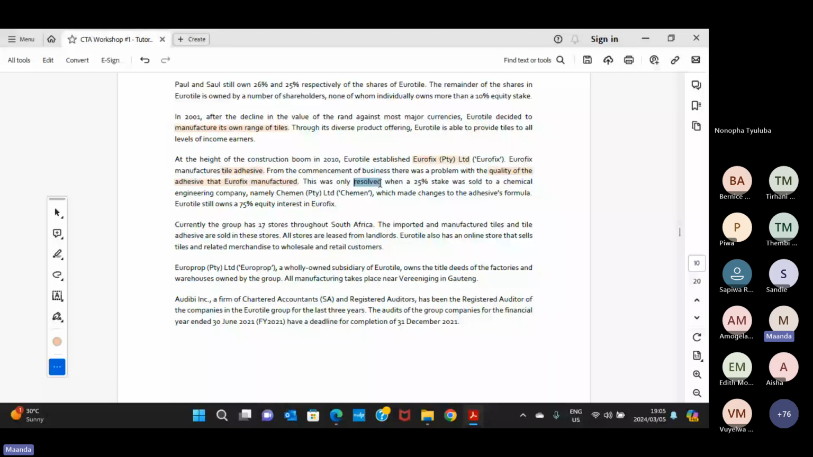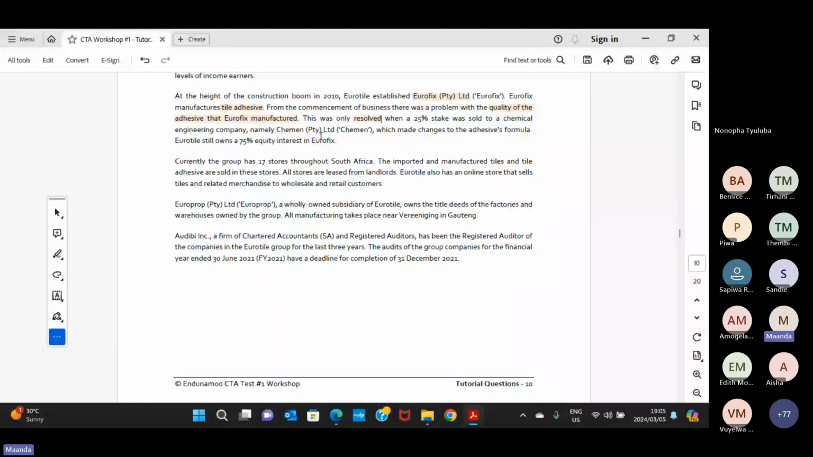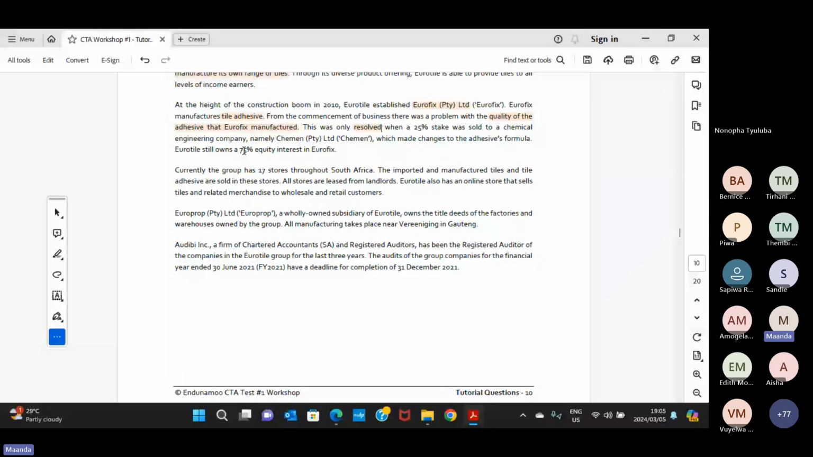So this was resolved when we sold a 25% stake to a chemical engineering company. So we sold 25%, hence we only own 75% here, and they own the 25%. Then we are told that this company came and made changes to the formula, hence the quality is fine. And we still own the 75% equity interest in Eurofix. That's still fine. Currently the group has 17 stores throughout South Africa. The imported and manufactured tiles and the tile adhesive are sold in these stores. All stores are leased from landlords.